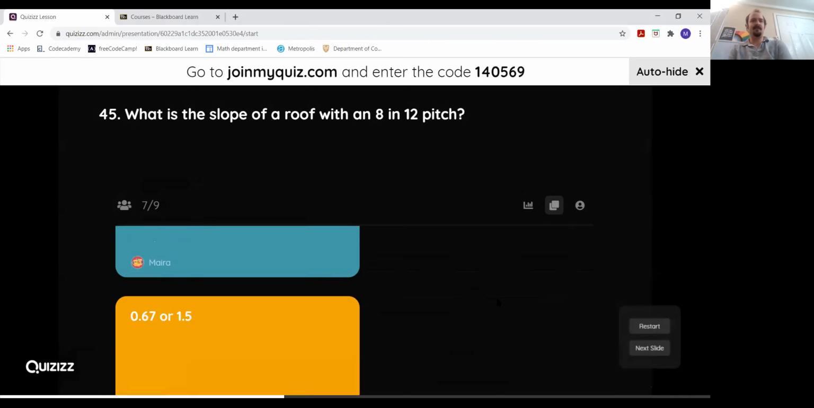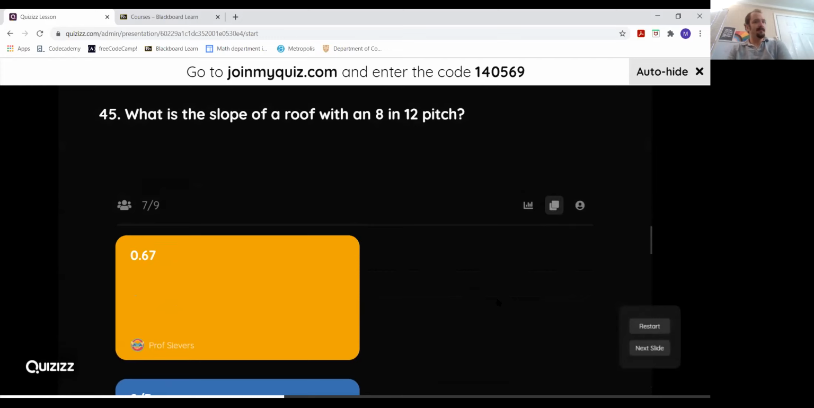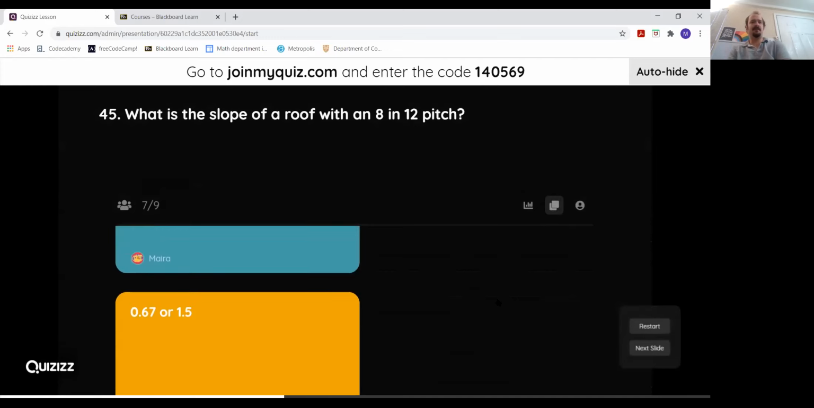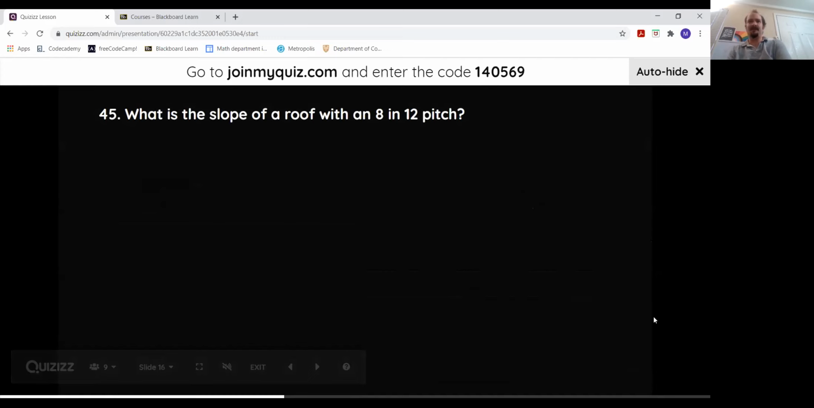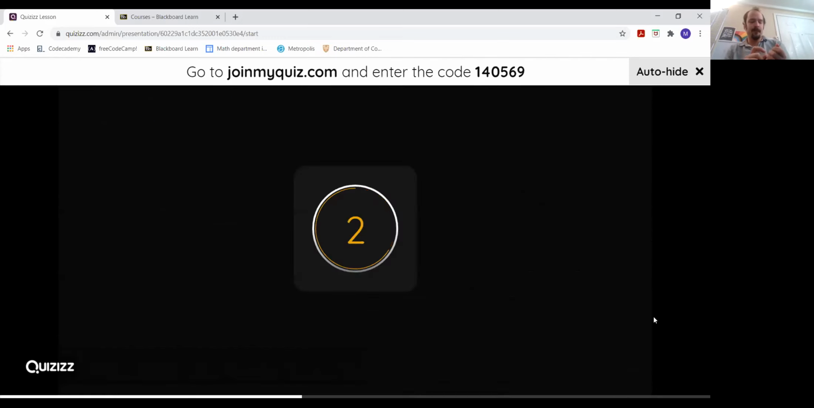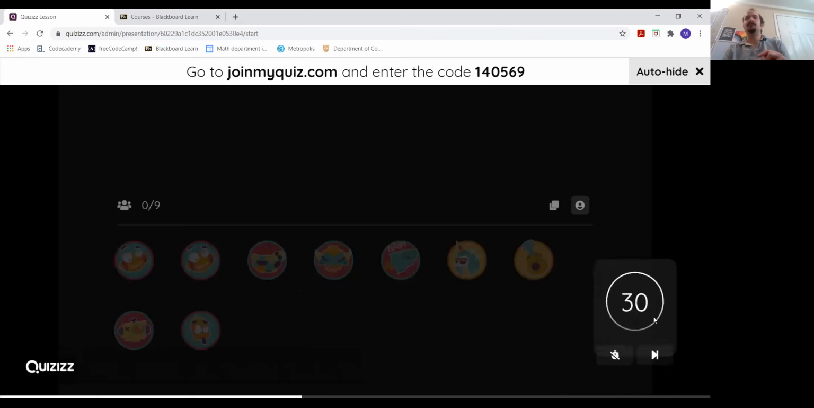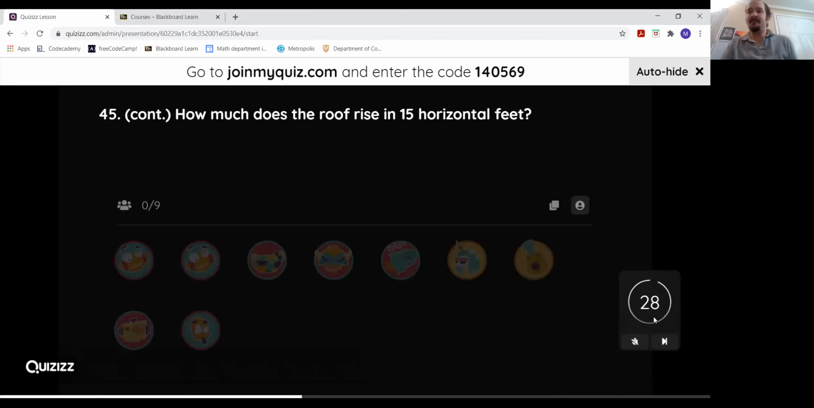What else is getting said? Okay, so 8 over 12 wasn't reduced. You have to reduce it if you want the slope, or you should reduce it. If not, you can put in almost infinitely anything, and I have to go with it. So for this, I guess you could use a fraction if you wanted. But how much does a roof rise in 15 horizontal feet?